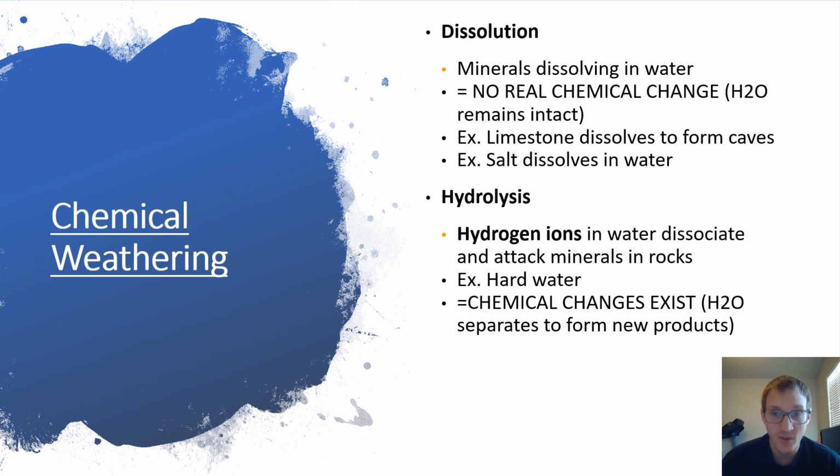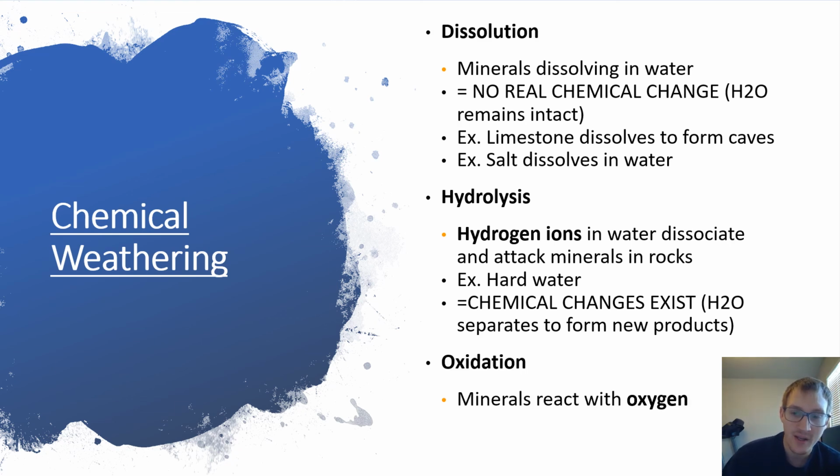Okay, so in this one, chemical changes do exist. H2O separates to form new products. You can form H3O with hard water and that sort of thing, and that's all a process of hydrolysis. And the last one is oxidation. Minerals react with oxygen. This is the obvious one, the formation of rust. You know that if you leave certain things made of iron out in the rain, they're going to oxidize and form rust. Okay, so those are the three different types of chemical weathering.